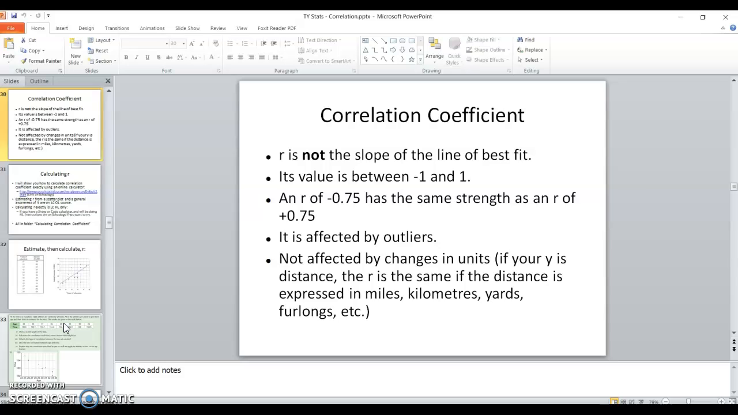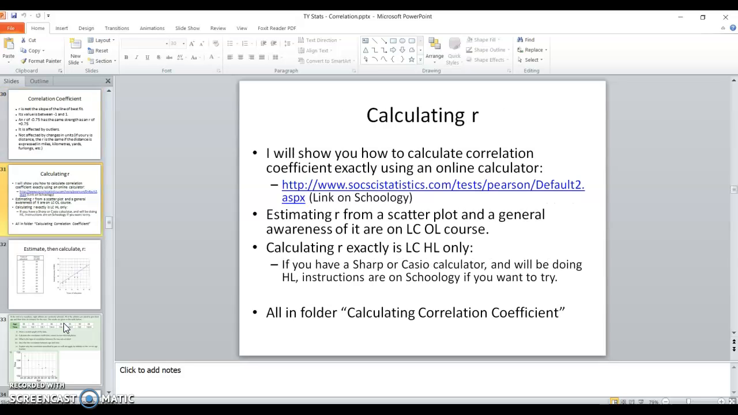The coefficient's not affected by changes in units. Let's say one of your variables is distance. It wouldn't really matter if you put that distance in miles or kilometers or meters or yards or feet or furlongs or anything you want. The coefficient will stay the same. So as I said, I'm going to show you how to do it on an online calculator. I will link to it in the Schoology post that I put this up with.